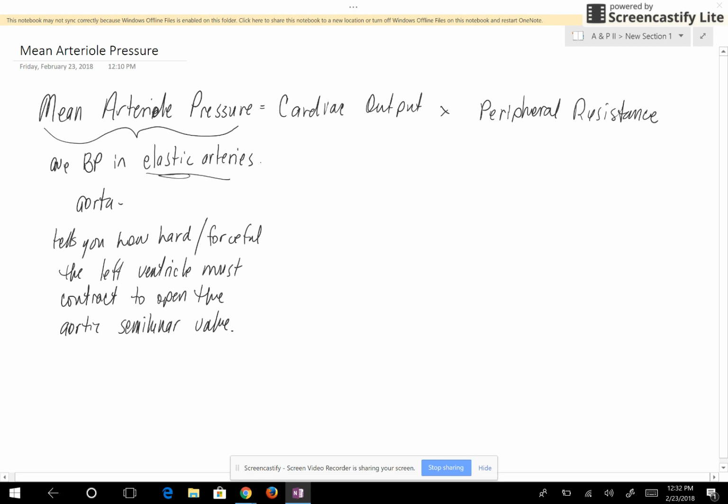Cardiac output. Cardiac output is the amount of blood pumped out of the heart every minute. Cardiac output is the amount of blood pumped out of the heart each minute. We study cardiac output with our heart chapter, and the heart chapter is what we're on right now.